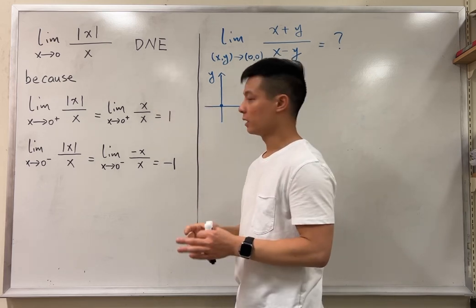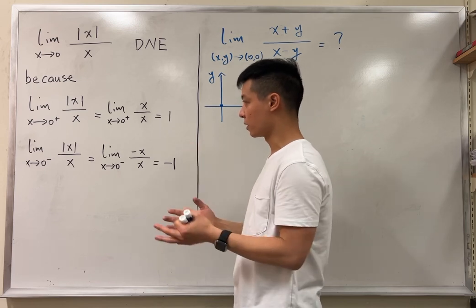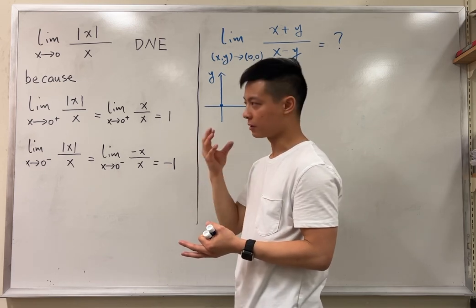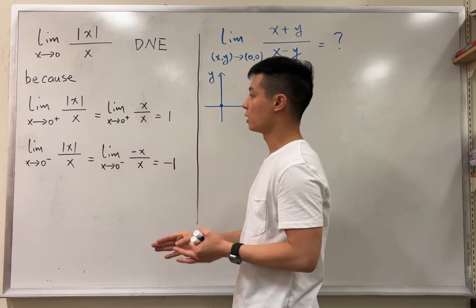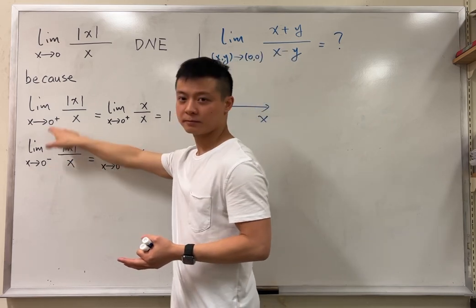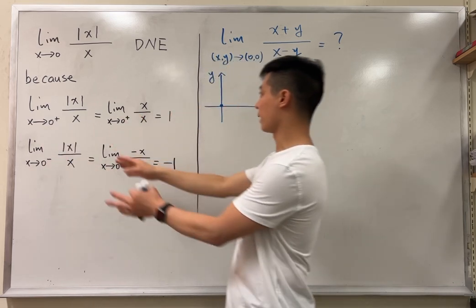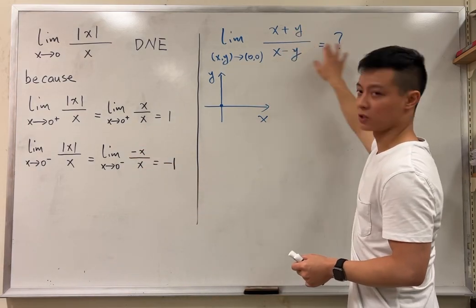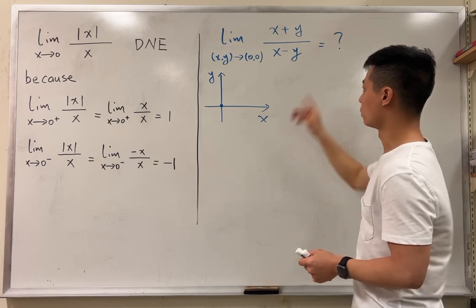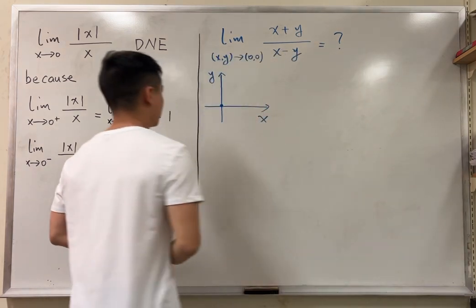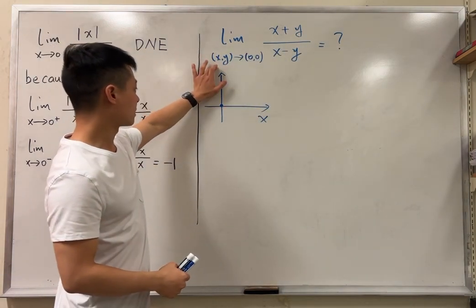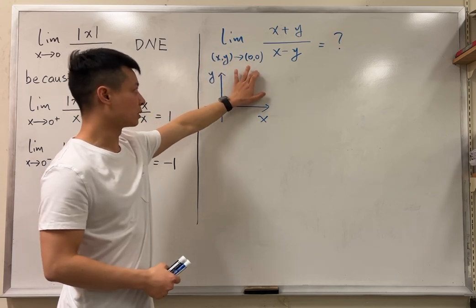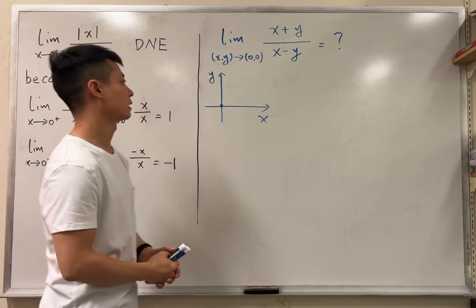In other words, in order for a limit to exist, we should always have the same value regardless of the way it approaches. Okay? So we're gonna use this idea to show that this limit does not exist. So what is this limit? This is when the point x and y approaches 0, 0 of this kind of function.